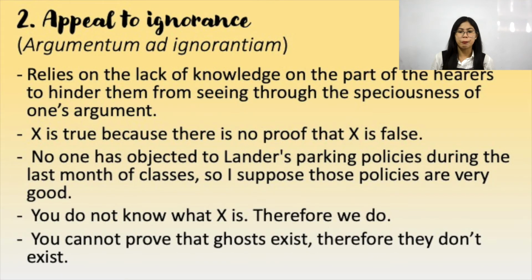Next fallacy is appeal to ignorance or argumentum ad ignorantiam. It relies on the lack of knowledge on the part of the hearers to hinder them from seeing through the speciousness of one's argument. It occurs when it is claimed that a conclusion must be true if it hasn't been proven false, or false if it hasn't been proven true. To understand this, let's have the logic form: X is true because there is no proof that X is false.